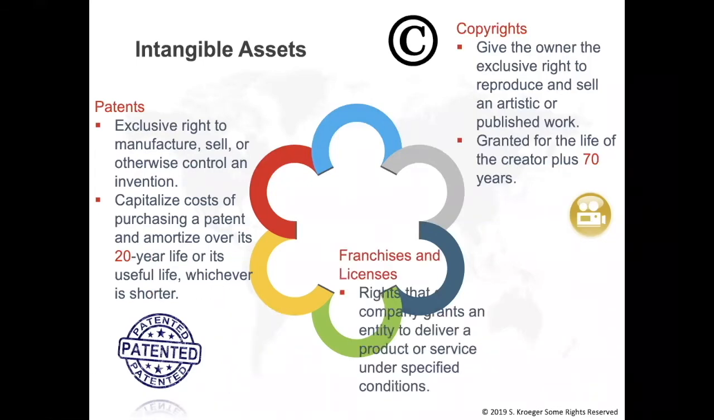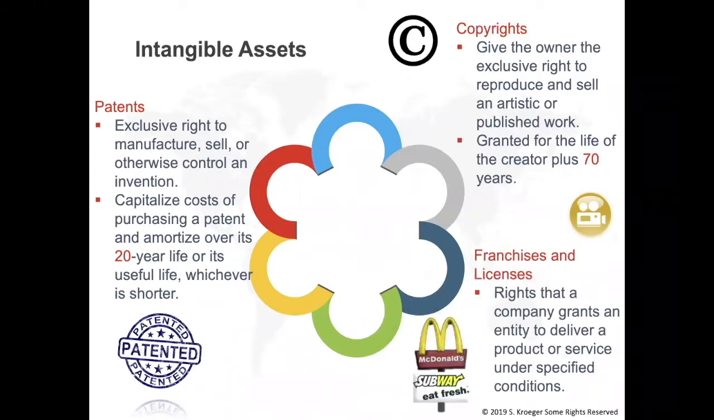The next one we'll talk about are franchises and licenses. I'm sure you've all visited a business that was a franchise. McDonald's, Subway, Cold Stone, many restaurants and places like that are franchises. These are the rights that a company grants an entity to deliver a product or service under specified conditions. You would amortize the cost if there is a limited life for this.